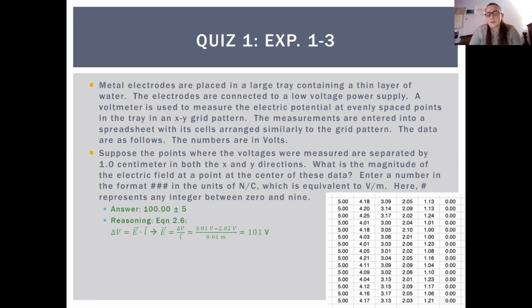I know a lot of students missed this one. It looks very overwhelming with all of those numbers, but hopefully this process makes sense. What I did here, again, is that electric field is just the difference in the potential divided by the distance between those points. So it ends up being a very simple calculation, even though it's very overwhelming to look at initially.